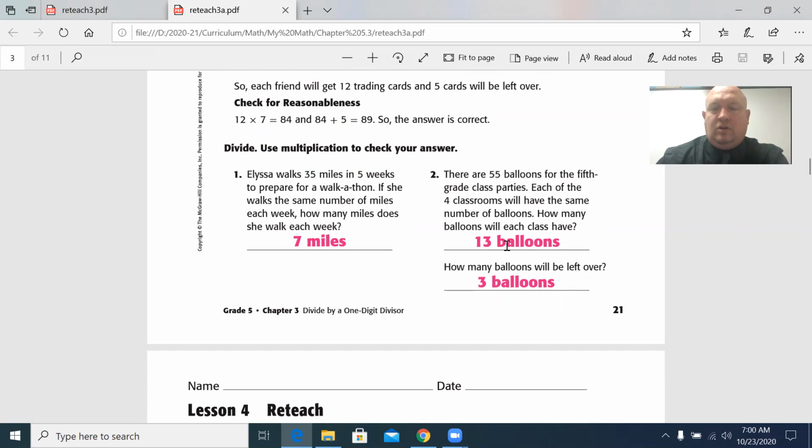Notice we kept the word balloons with a remainder of 3.